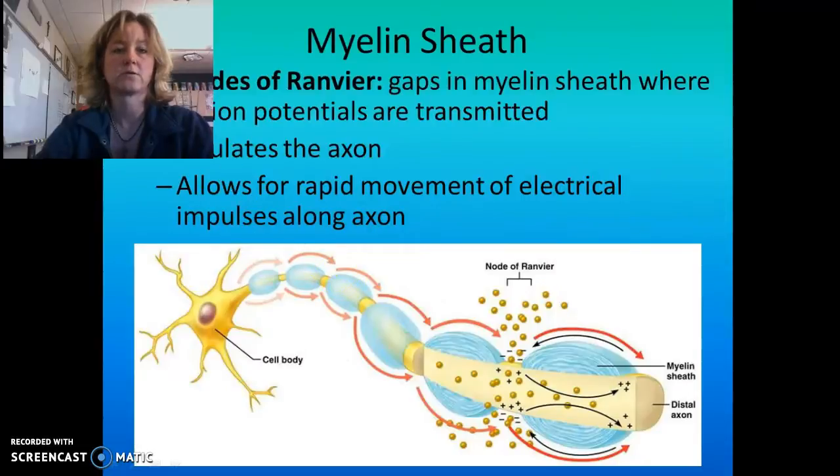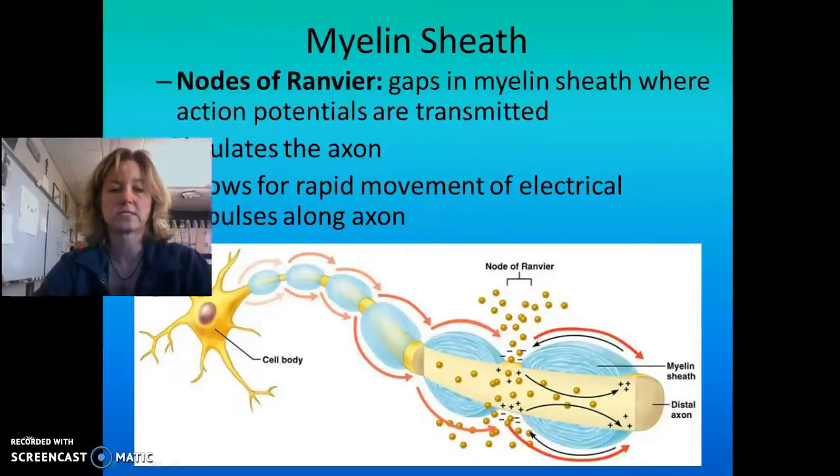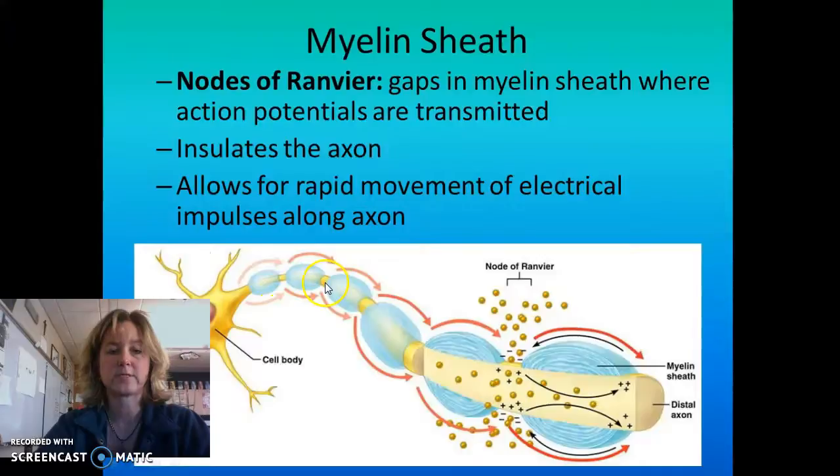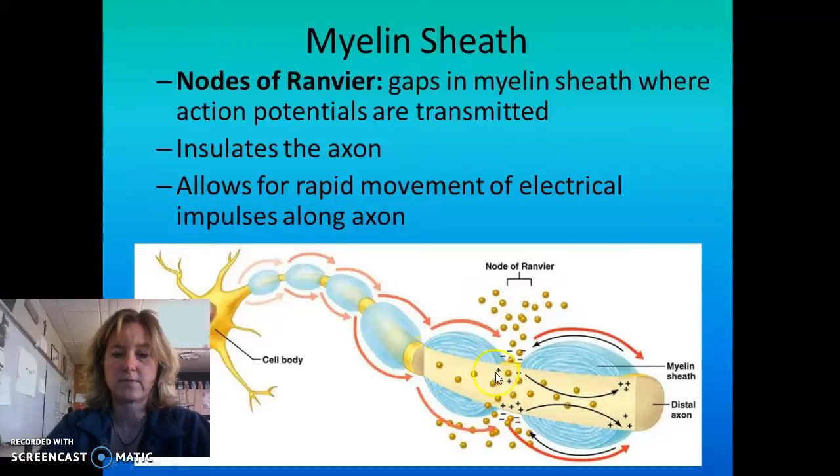Here are your nodes of Ranvier. These are the sections that are the gaps between where the Schwann cells are wrapping around the axons. In this section right here, you can see the ions are traveling, the membrane potentials are changing, but as they change, it's not just in that section, it travels the length of the axon on the inside, triggering the next section of gates down the line to open up.